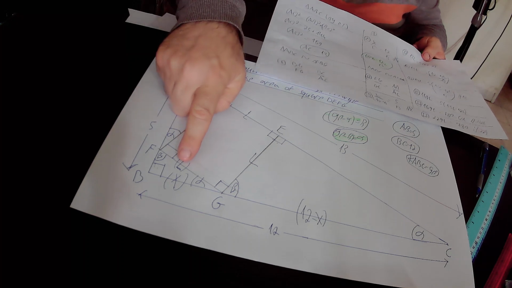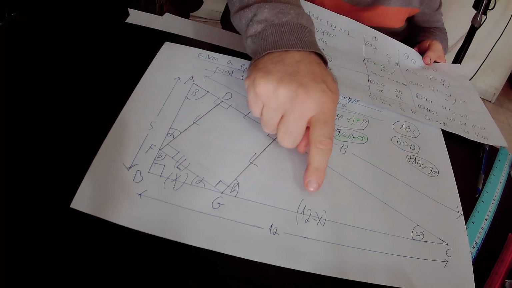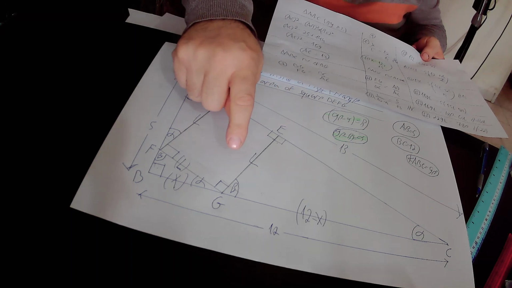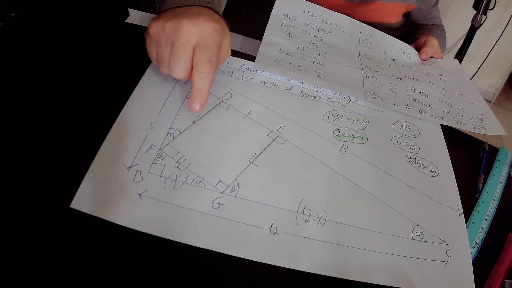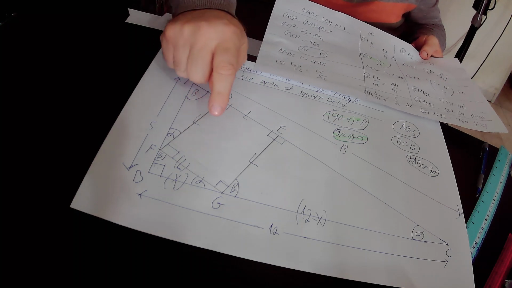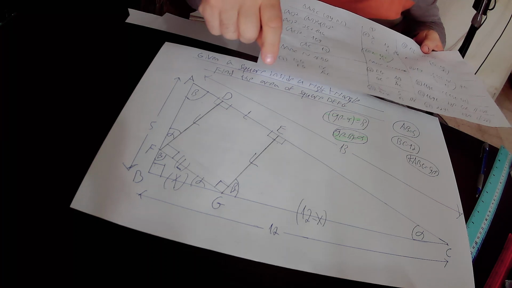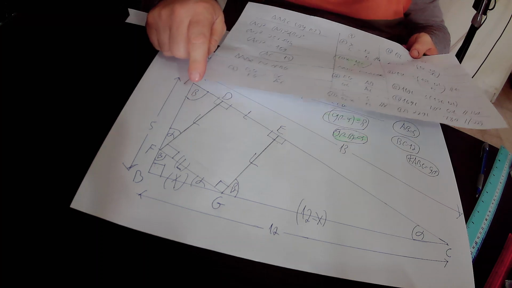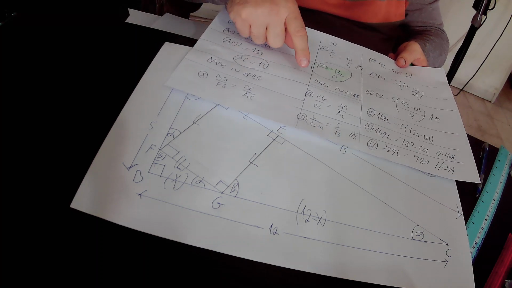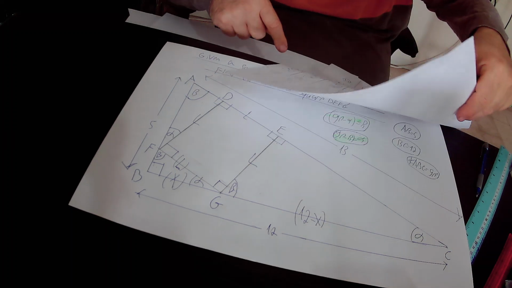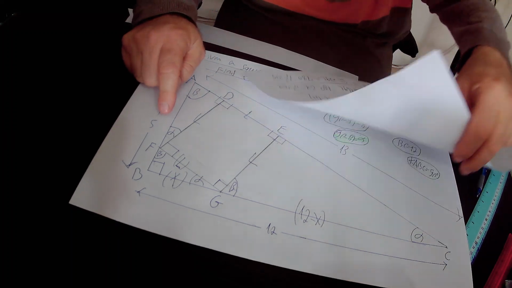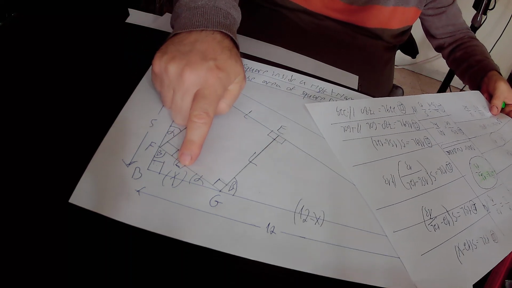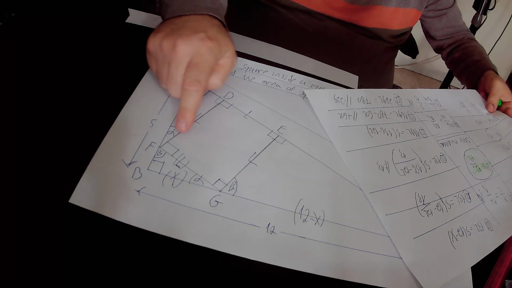Actually, if we define BG as x, then GC will be equal to 12 minus x. And if we define one side of this square as L, then all the other three sides must also be equal to L because all the sides of any square are equal to each other. So side BG equals x and FG equals L.